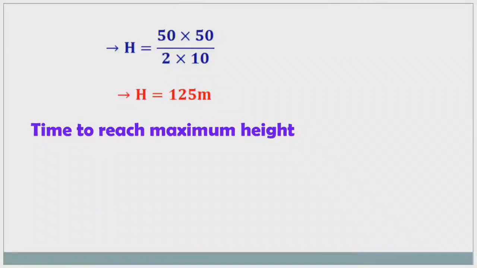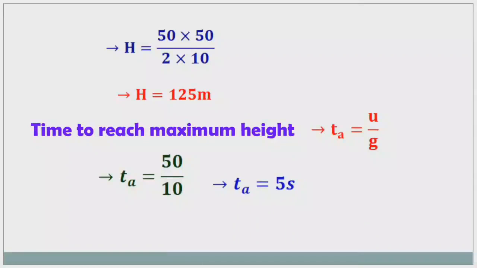Time to reach maximum height. We have to find the time to reach maximum height, which is nothing but the time of ascent. Time of ascent formula: TA is equal to u by g. By substituting the values, u is 50 and g is 10. The 0s will be cancelled. Then the time of ascent is equal to 5 seconds.